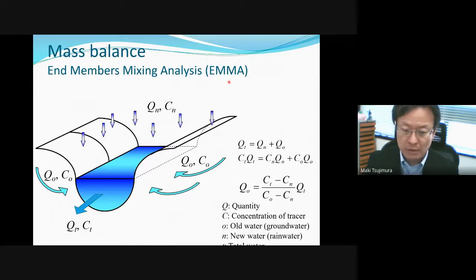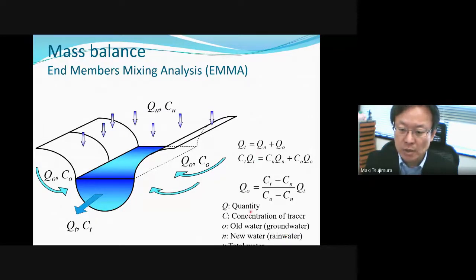We call it MEMA. The final output is the stream, especially during the rainstorms. The candidate sources of the water to the stream or runoff during the rainfall would be rainwater and groundwater. We call it new water, that is rainwater, and old water, that is groundwater. Simply, we classify into two candidates of the water source in the stream during the rainstorms.